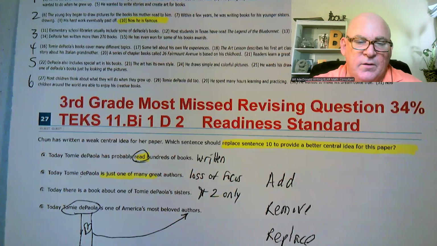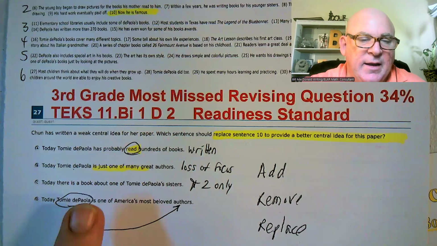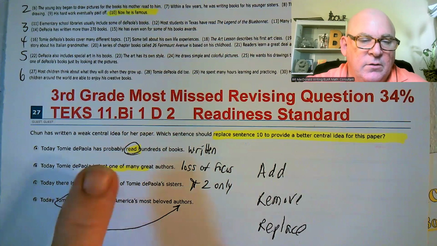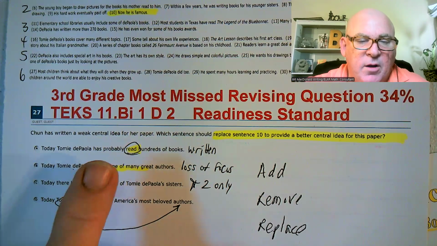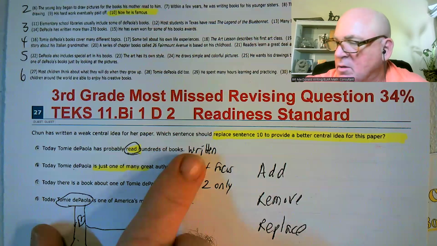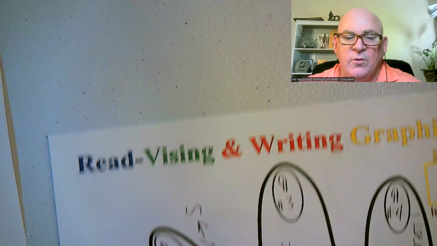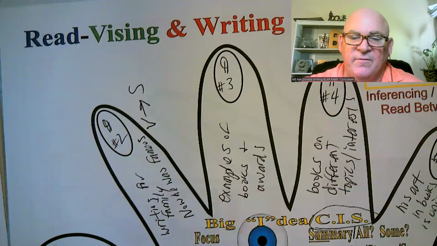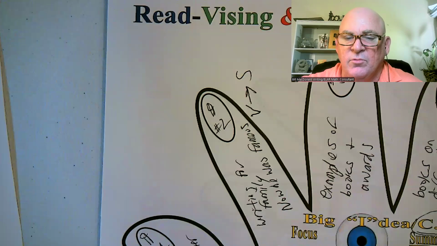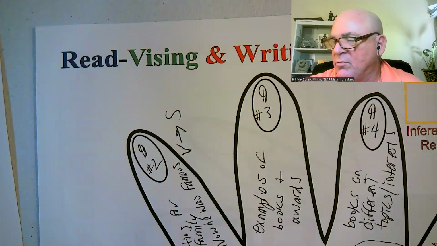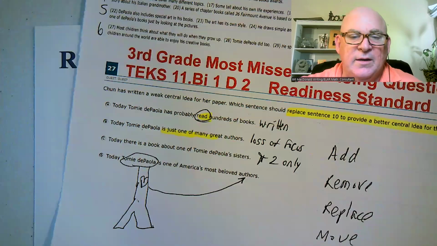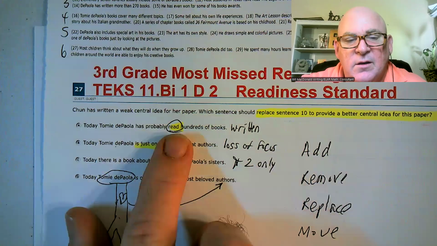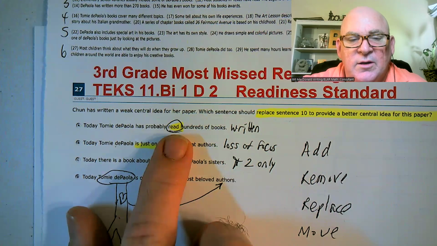So first, let me look at the answer choices. A said that today, Tommy de Paola has probably read hundreds of books. Well, when I wrote out in my hand the main ideas of each paragraph, it wasn't about reading books, it was about writing them. So that was not the content that we had. So you would not choose that as a central idea.